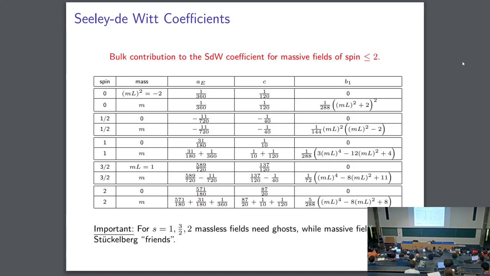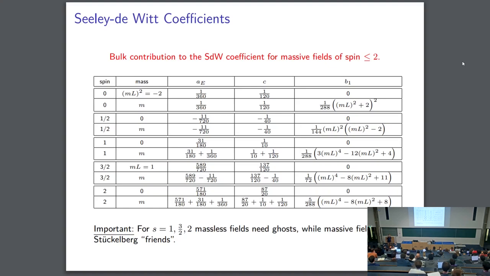You have to worry about whether the field that you're studying is massless or not. If it's massless, you have to introduce a ghost, and if it's massive, there is a Stuckelberg friend of it. Anyway, so here are these explicit results.